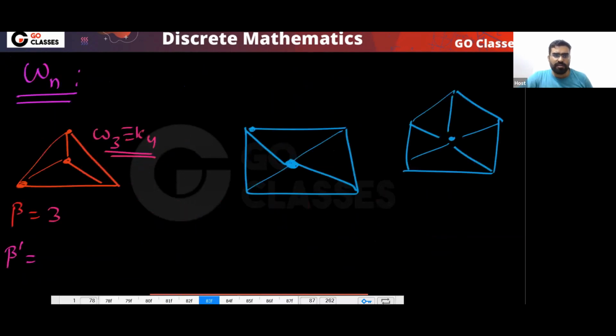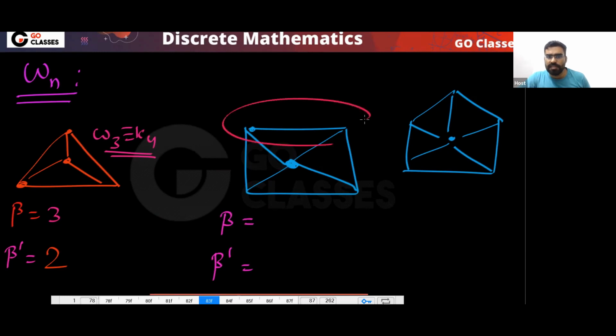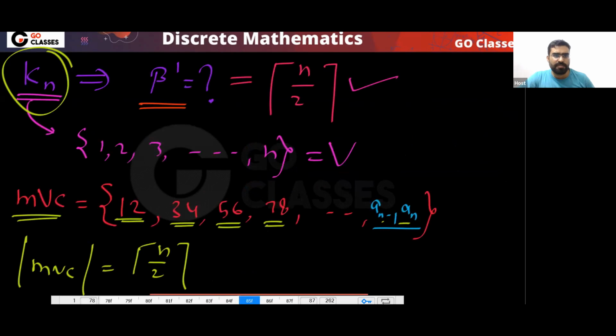Now tell me about this one, this Wn. So this beta dash, because you have 4 vertices, here it will be 2. 2 edges are enough. For example, you can take this edge, you can take this edge. Both will be covered. What about beta, and what about beta dash here? What will be the beta dash? This edge will cover these vertices. This edge will cover. So I think we will need 3. Yes, sorry for that, minimum edge cover. That is minimum edge cover.